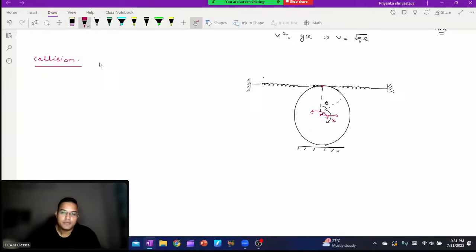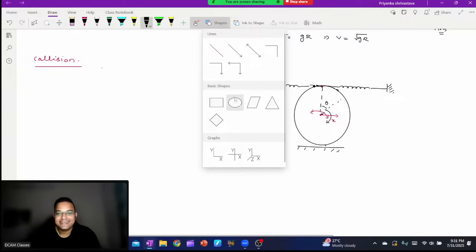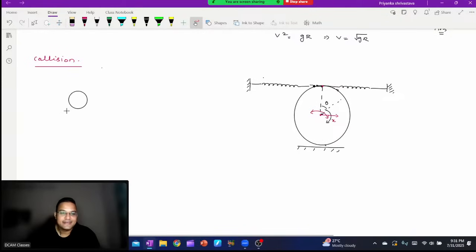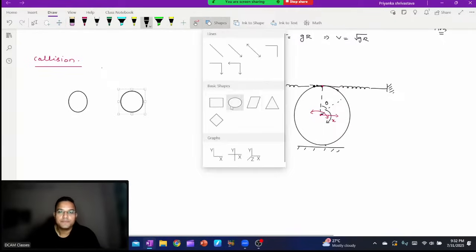Later, when class 12 starts, we'll solve questions of this with electrostatics and fluid mechanics also. Magnetism also. Physics is actually interrelated. Let us do the collision part.